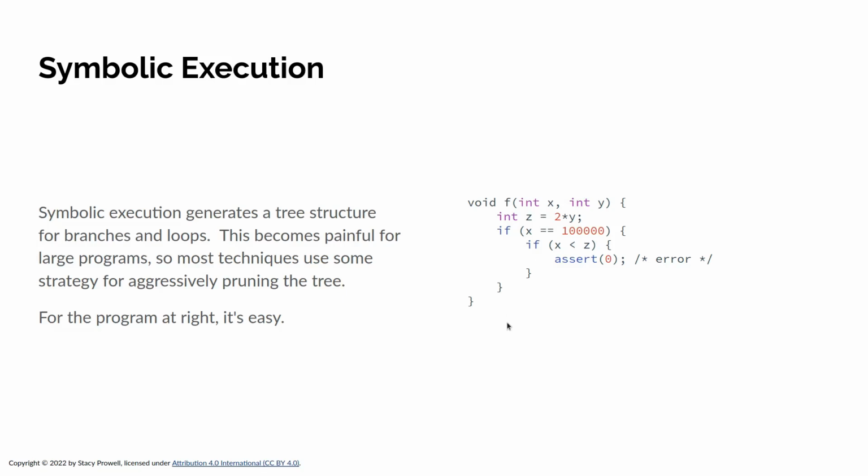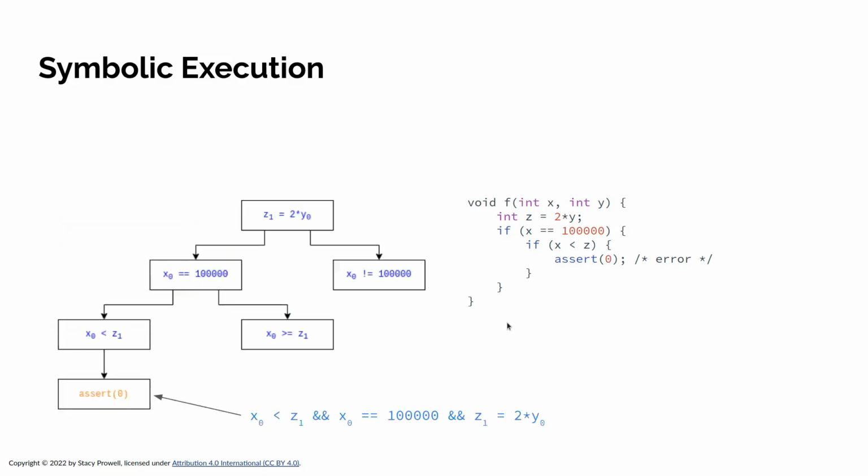For the program, it was easy, but it's not always going to be easy. So here's what that little tree looks like for this program. Instead of talking about trees in some hypothetical way, let's actually look at one. So we have this statement, and then we can have X is 100,000 or X is not 100,000. In this case, we terminate, so we're done. In this case, we have to consider the inner predicate, and we might have this case or this case. In this case, we terminate and we're done.